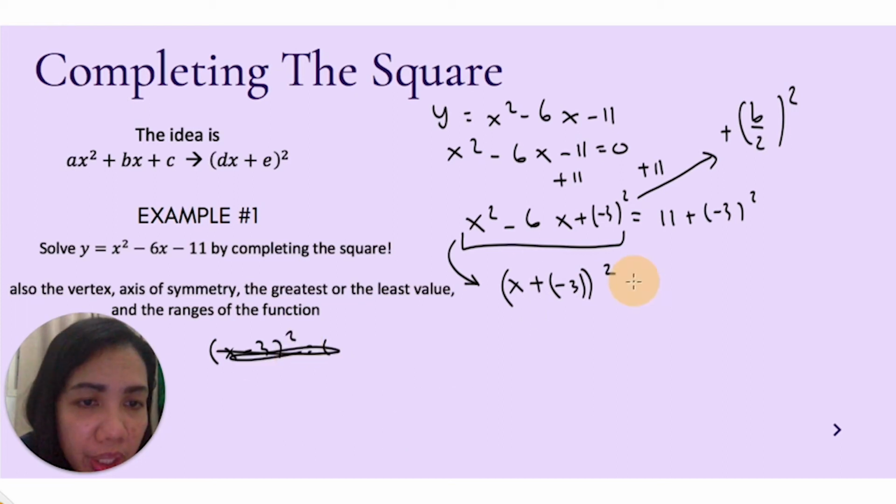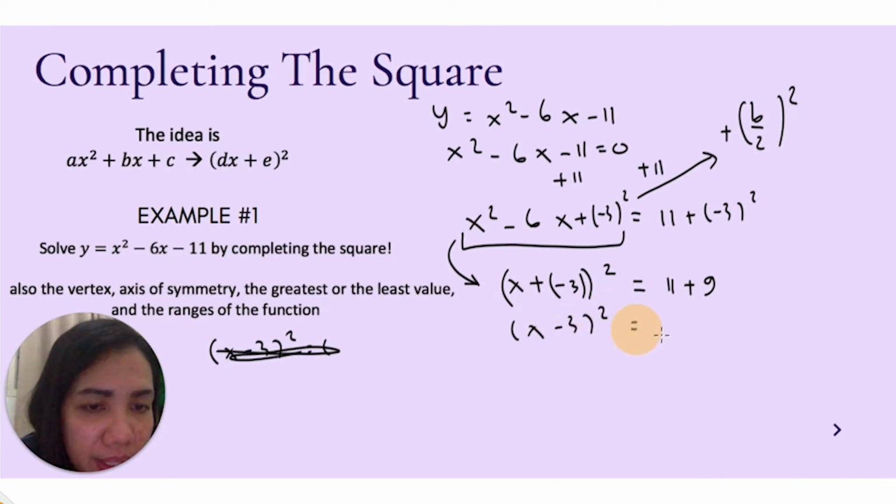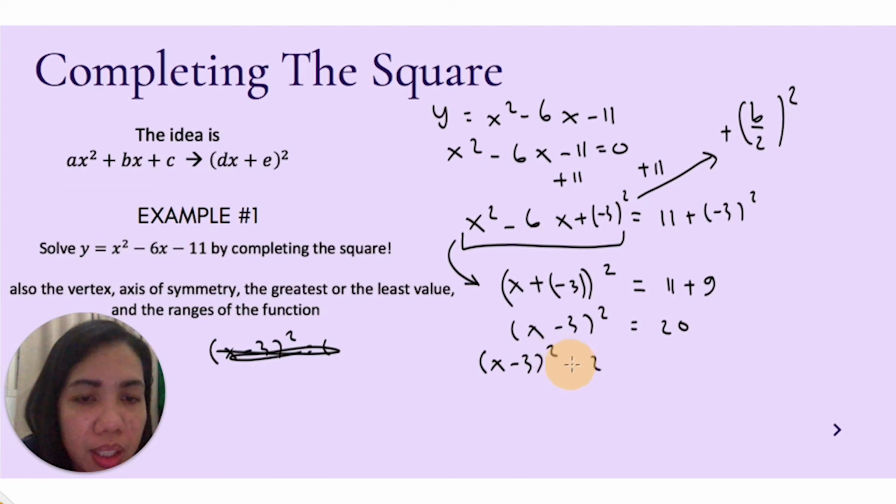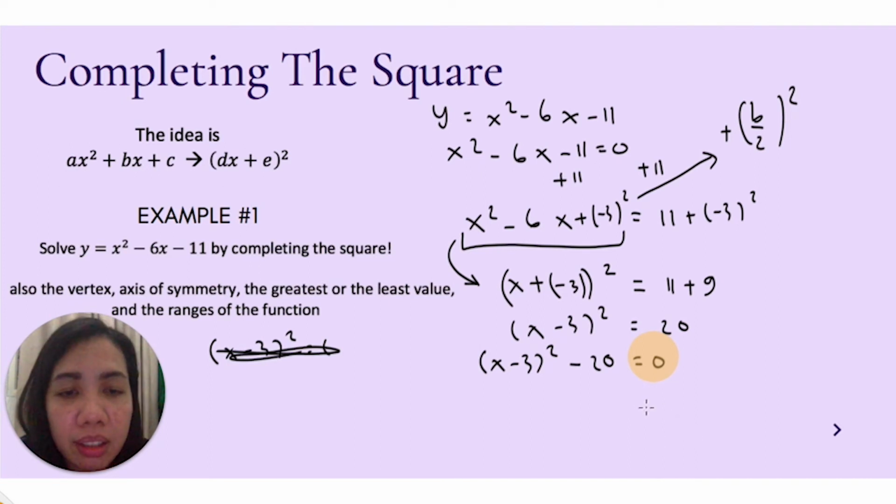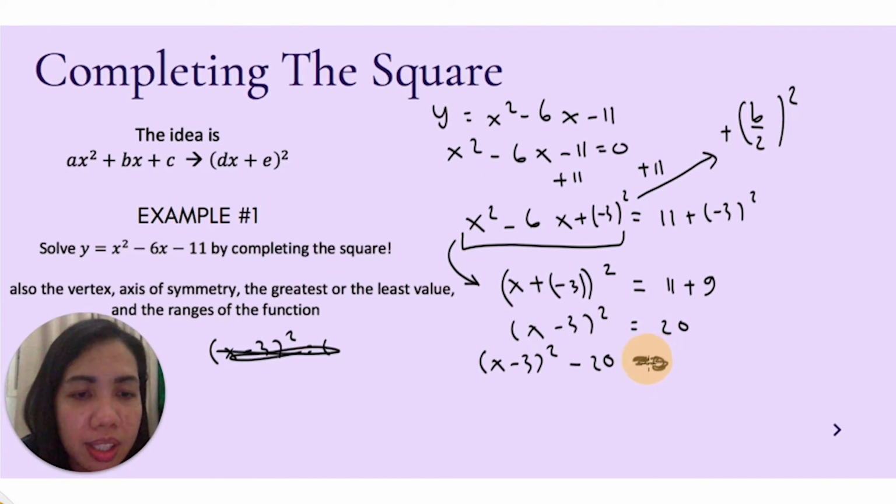Okay, now we continue here. It is 11 plus 9 here. Okay, in here we have x minus 3 squared, and this is 20. Now the last thing is we need to put this 20 to the left side again. So it is by subtracting both sides by 20. So it is x minus 3 squared minus 20 equals 0. Or if you want to express this as just an expression, you can erase this. So it is x minus 3 squared minus 20.